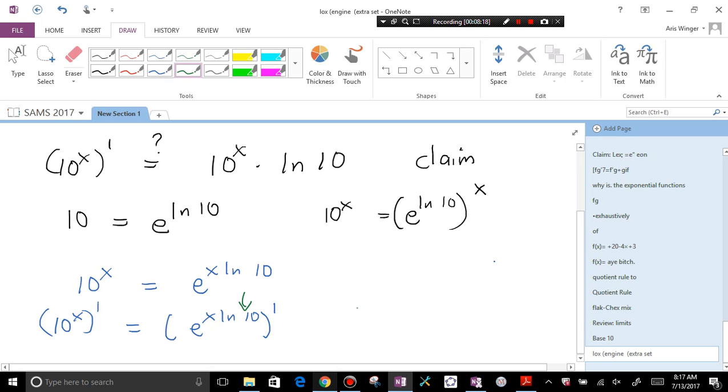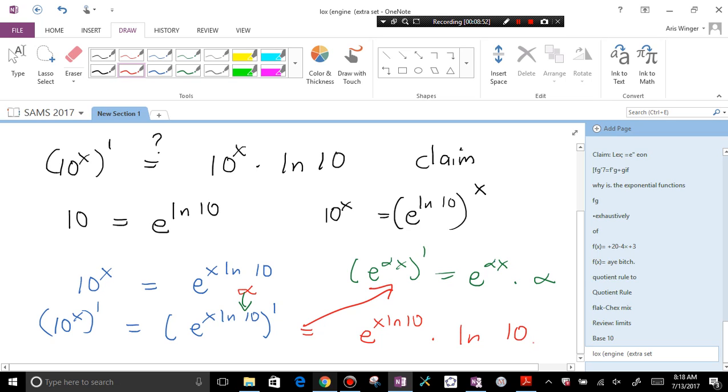So we have a rule for that. Recall that the derivative of e to the alpha x is e to the alpha x times alpha, right? And in this case, this thing right here is simply alpha. No matter how ugly it looks, it's just some number, right? So this is equal to, by this rule, e to the x natural log of 10, times the natural log of 10. Okay?